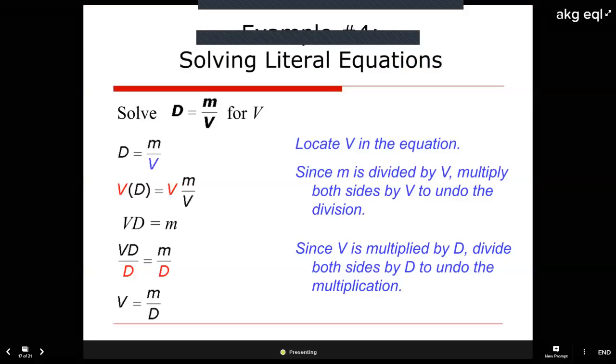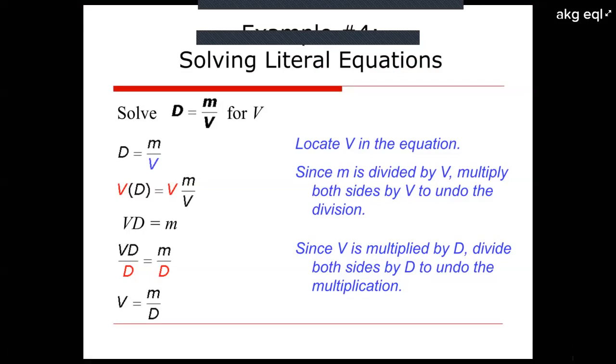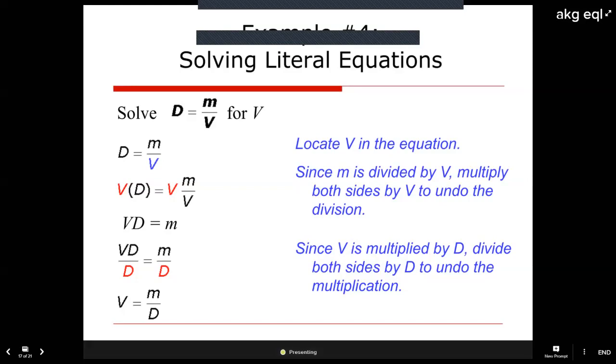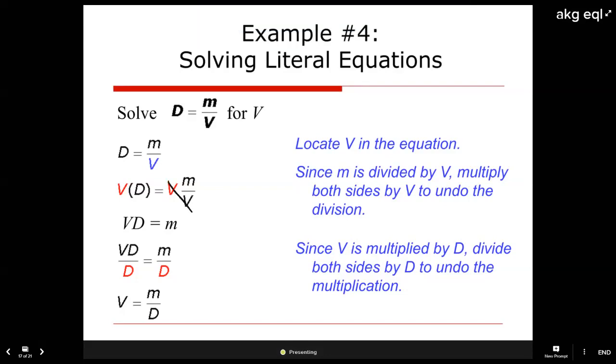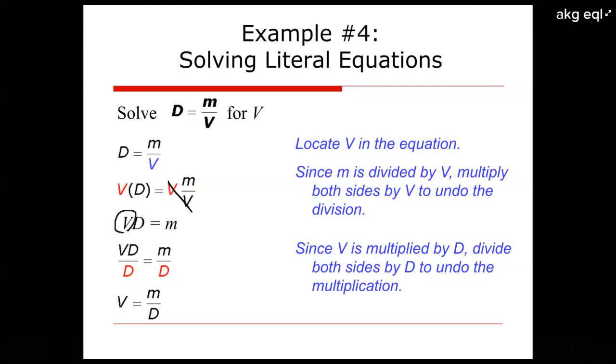So let's look at another one. This one's got a little trick to it. So d equals m divided by v for v. So when you have a letter that's on the bottom, that's not a good place to be. So we found our v, it's on the bottom of this fraction. And remember, fractions are just division problems. So to get rid of a division problem, we would want to multiply. So I'd multiply both sides by v. So these v's would cancel out, right? So you'd have m equals vd. And this is the v we want to worry about. And so now we have two letters next to each other. So we divide by d because we want to get rid of that multiplication. And we get v equals m divided by d.